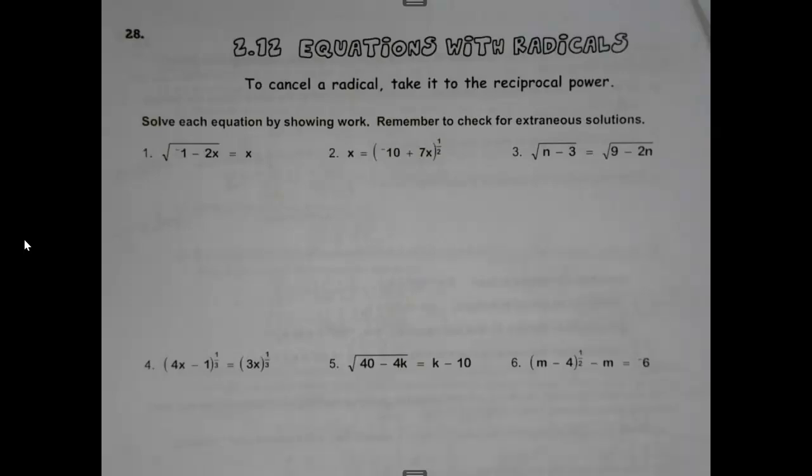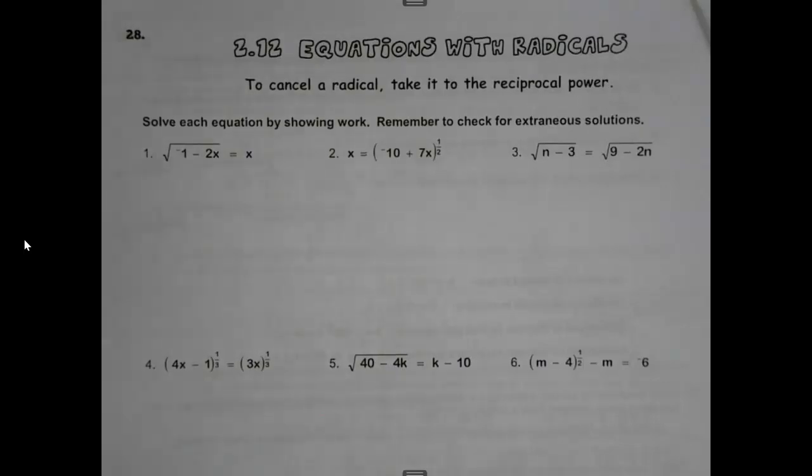Equations with radicals. Okay, no fancy formulas, no fancy things with the graphing calculator. We're just going to do some basic algebra today, so this should be right in most of your wheelhouses. To cancel a radical, take it to the reciprocal power. Now, that's going to be an option; we'll see that on several of these. So, solve the equation by showing work. Remember to check for extraneous solutions. In other words, you did all the math right, but the answer still doesn't work. I will give some hints on some areas that could come in handy or that you don't really need to worry about, but we'll get to that when we see them.